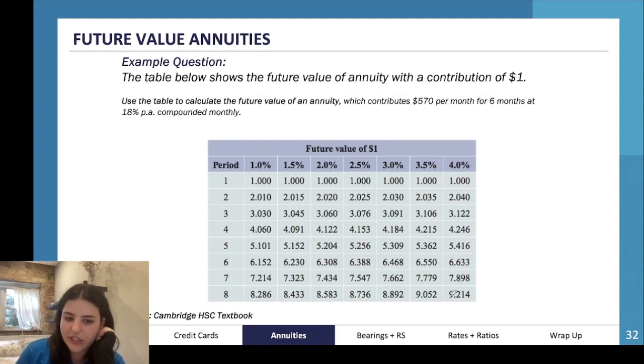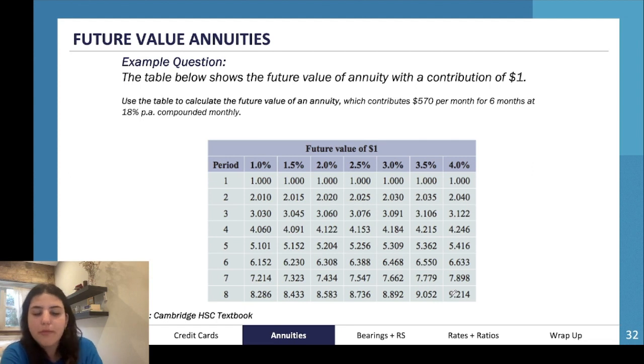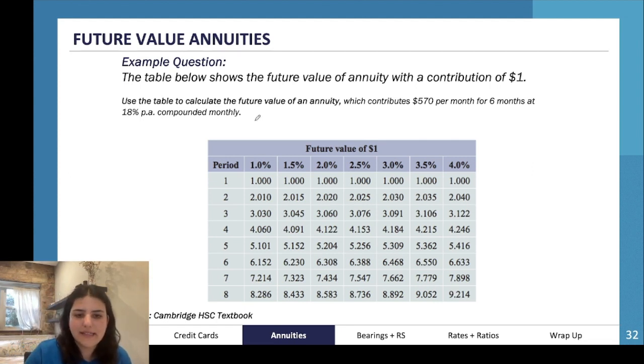Okay, this is what you're actually going to be looking at. The table below shows the future value of an annuity with a contribution of $1. Use the table to calculate the future value of an annuity, which contributes $570 per month for 6 months at 18% compounded monthly. So you'll see that we have a table. This is the time period, and this is the interest rate.